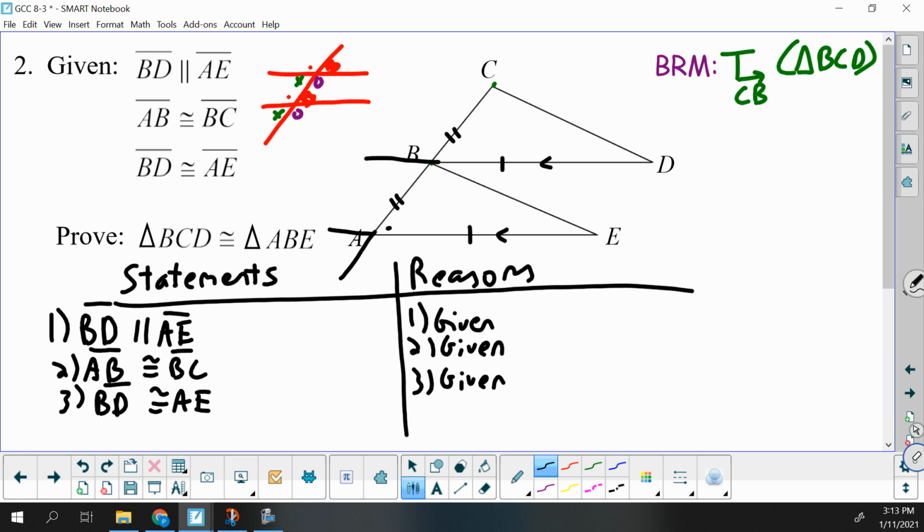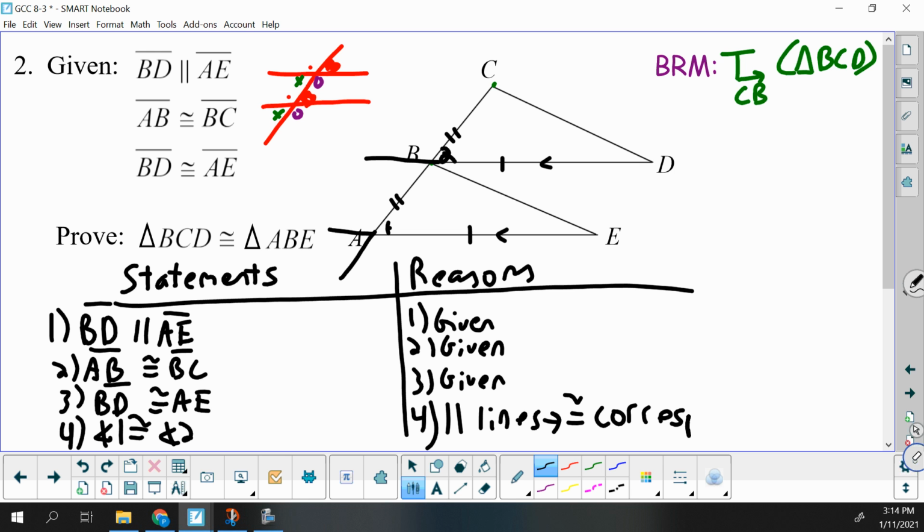Well, notice this angle right here is in the top right of that intersection. This angle right here is also in the top right of that intersection. So I'm going to maybe number them 1 and 2. And we can say that angle 1 is congruent to angle 2, with our reason being our corresponding angles reason. Parallel lines implies congruent corresponding angles.